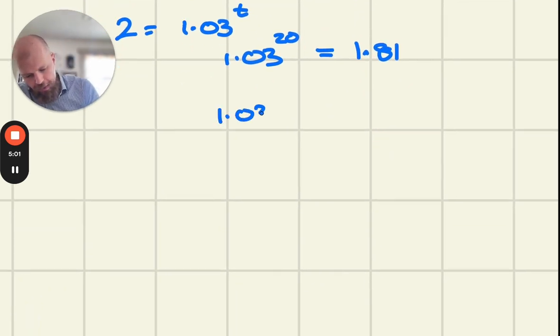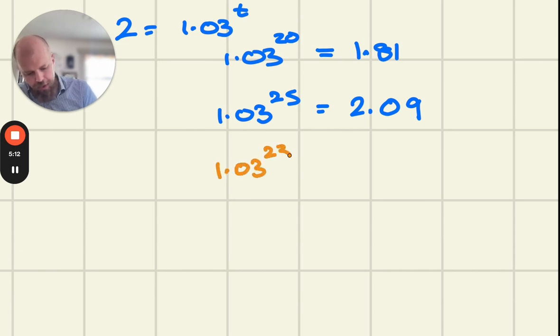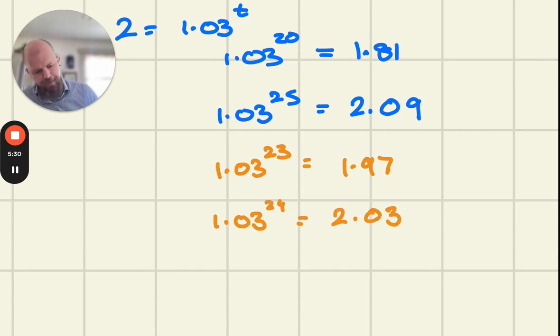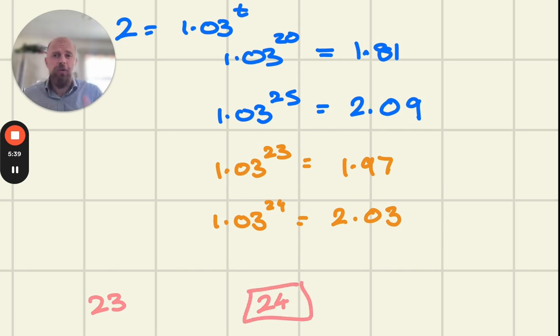So it's a good idea to try something slightly larger. Let's try 1.03 to the power 25. That gives me 2.09. So you know that's too large. Let's try 1.03 to the power 23. That would be 1.97. That one's too small, so therefore we should just try 24 and see which one it is. 1.03 to the power 24 is 2.03. So we know that at 23 years, it's not enough, and at 24, it's too much. So therefore, after 24 years, you will have doubled your money, because in 23 years, it's not quite enough.